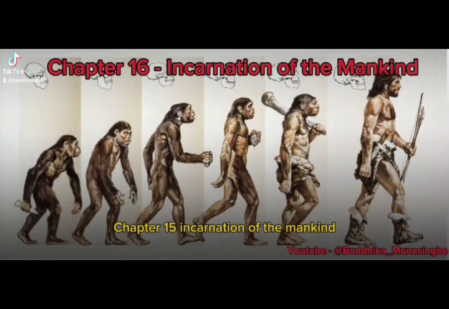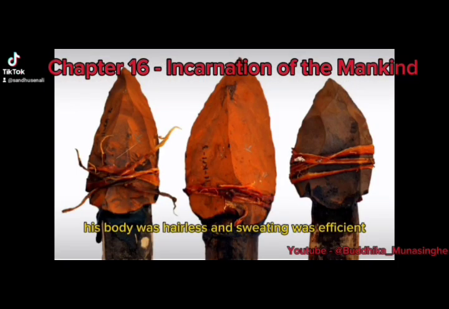Chapter 15: Incarnation of the Mankind. A mutation in the ape's body resulted in an ape with a straight body that could run fast. This skull was larger than that of his parents. The brain inside the skull was enlarged to fit the skull. His body was hairless and sweating was efficient.